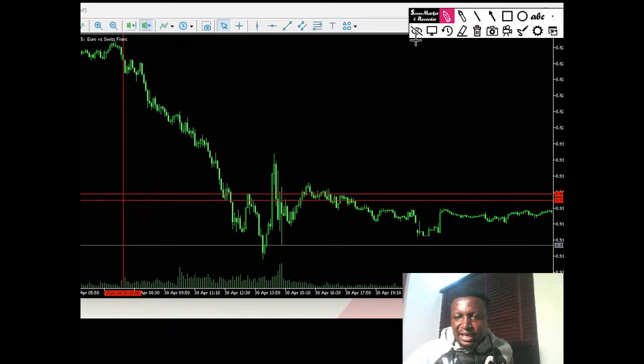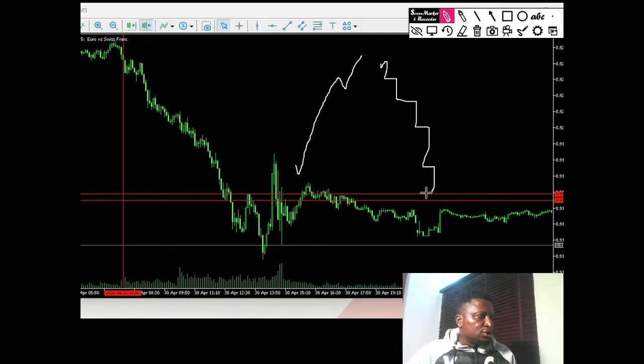Okay, so let me quickly respond to the person that is asking what I mean by ranging. Now, in the market, there are three directions in which the market moves. Either the market is trending up or the market is trending down. So this is one, this is two. If it is not trending up or trending down, if it's moving sideways, it means it is ranging.